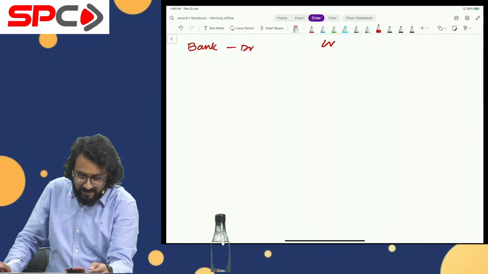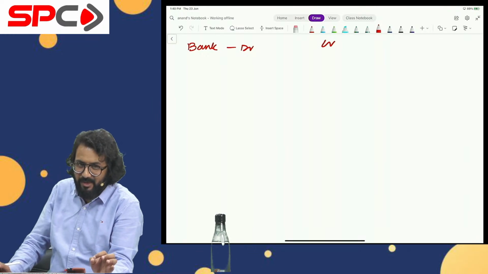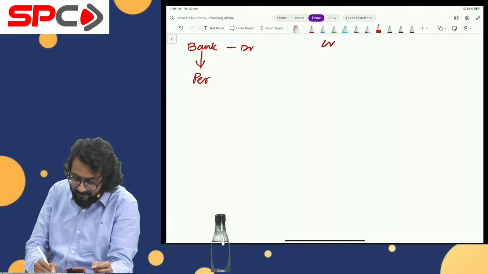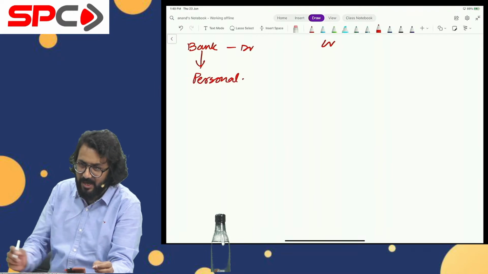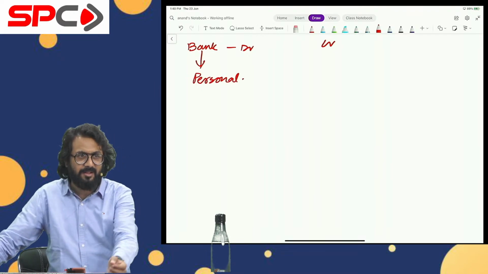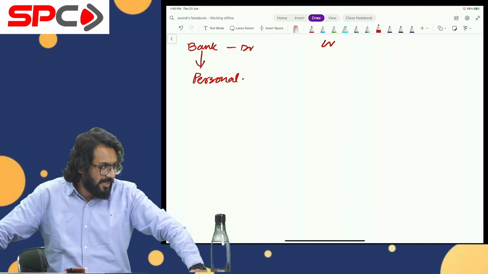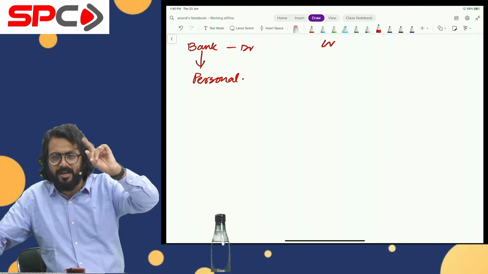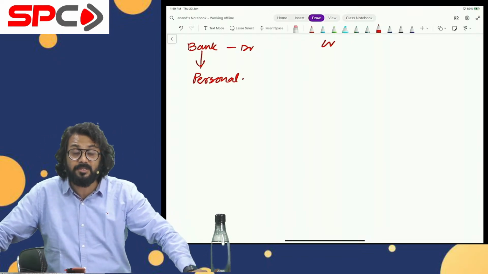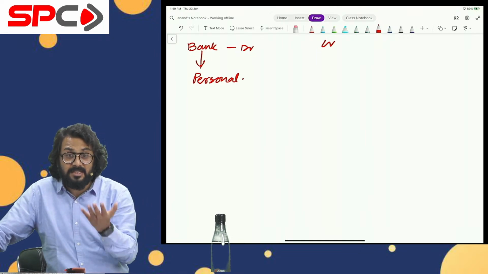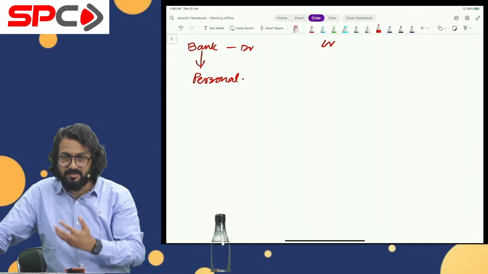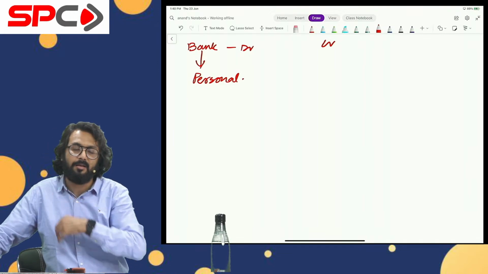Hopeless. So can I not say that bank will have a debit balance and bank is a personal account? If you remember, it is an artificial personal account. SBI Bank, ICICI Bank, Bank of Baroda. These are personal accounts. So if you remember, a personal account will have two balances, either debit or credit. When it has got a debit balance, it means money is receivable. And when it is having a credit balance, it means money is payable.